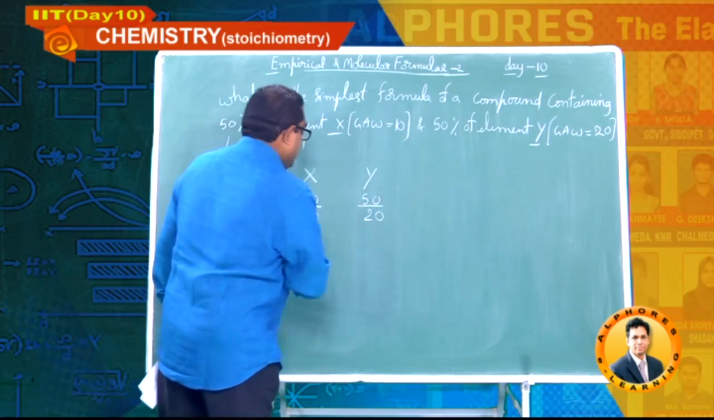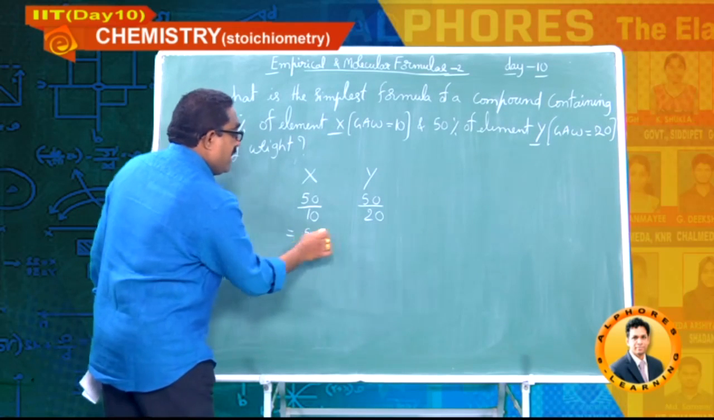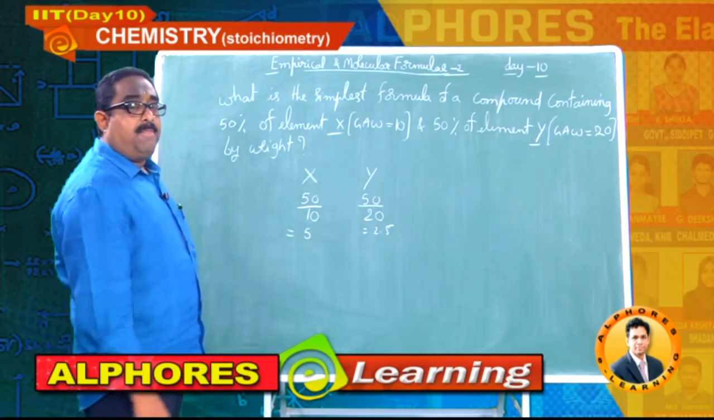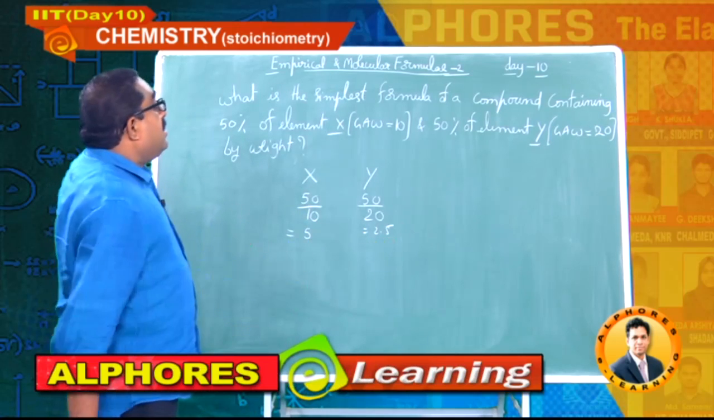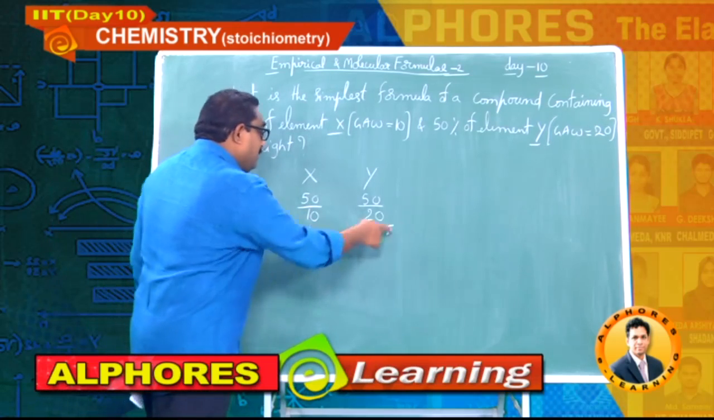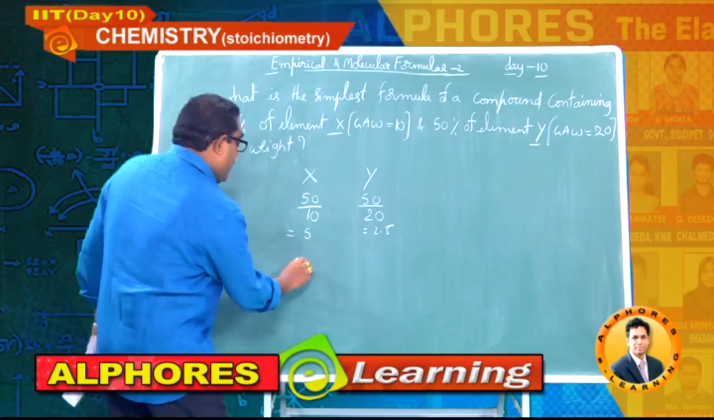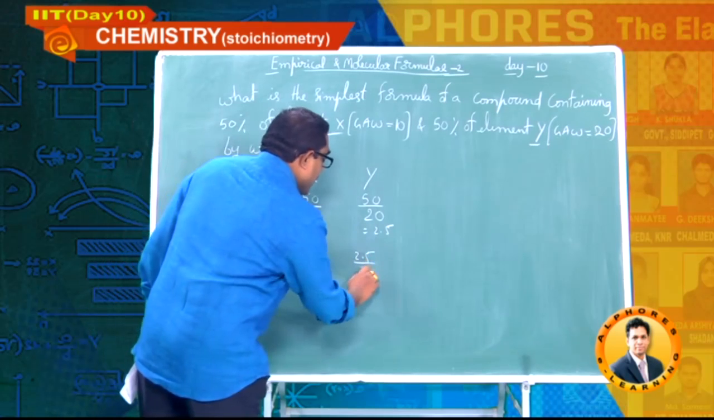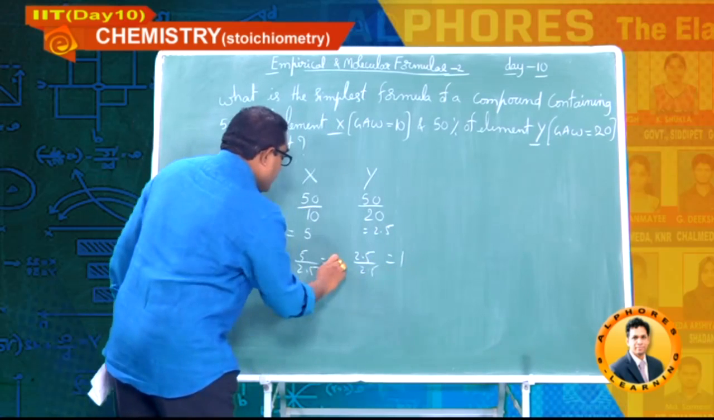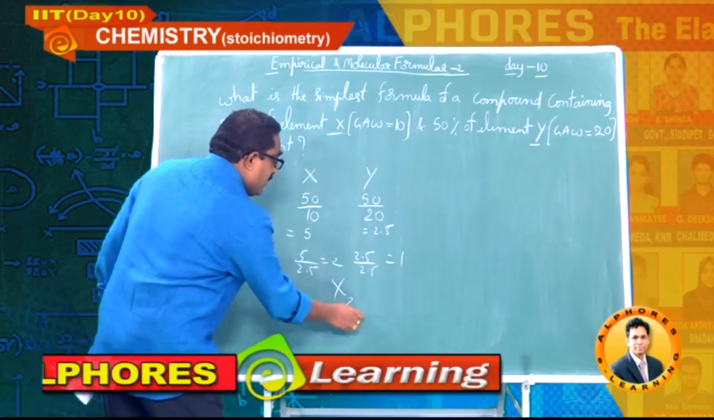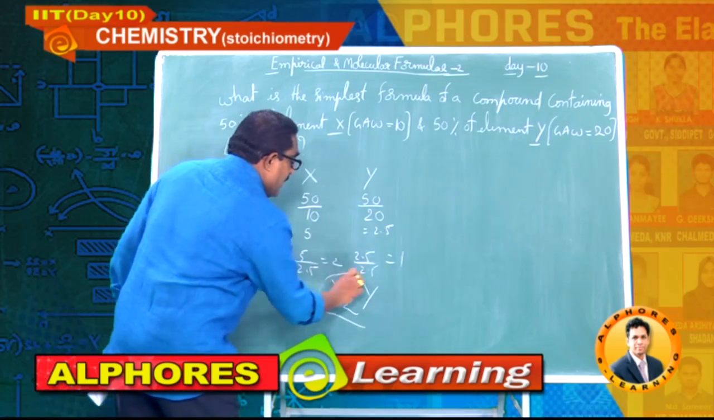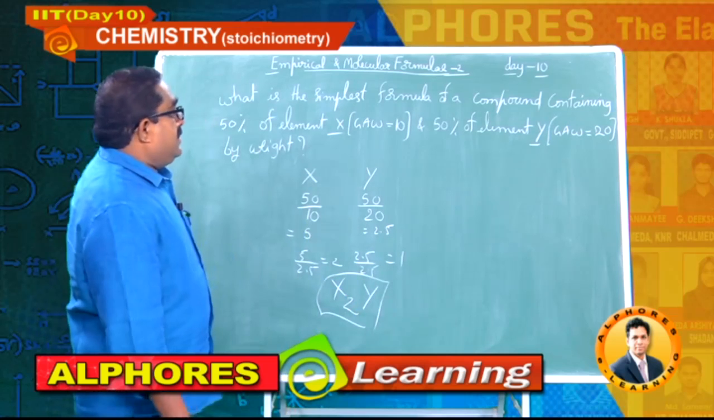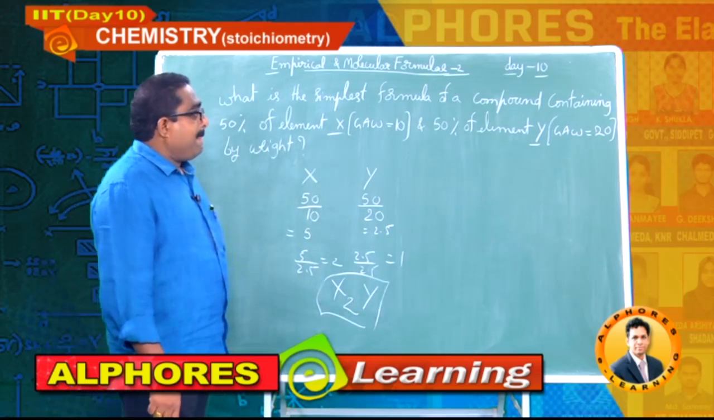Please concentrate. So this is 5, this is 2.5, and in the next step we have to divide both by the smallest value among them, that is 2.5. So 5 by 2.5 is 2, and 2.5 by 2.5 is 1. So the simplest formula is simply X2Y. Please note this down, students.